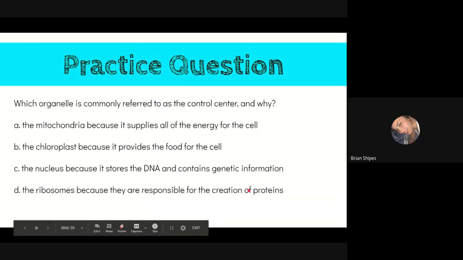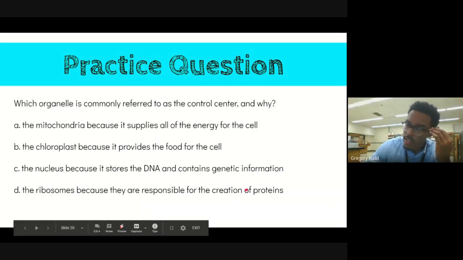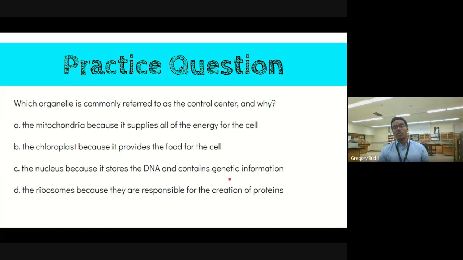The nucleus. Good. The nucleus is the control center of the cell. Okay, it has all the instructions. It has all the instruction manuals. So things only get made when the DNA says that they need to get made. When the nucleus says that they need to get made.